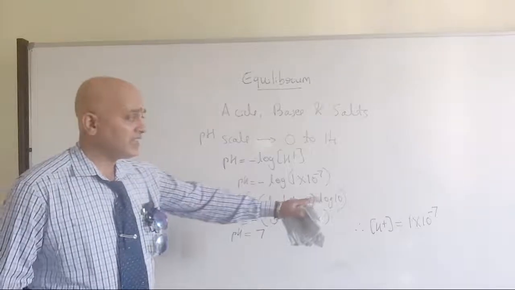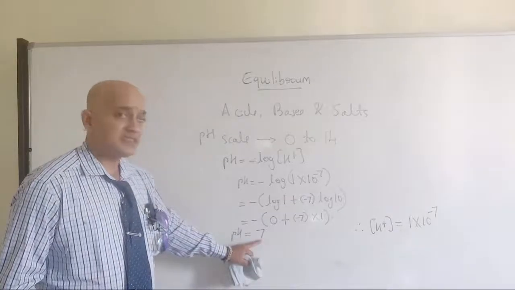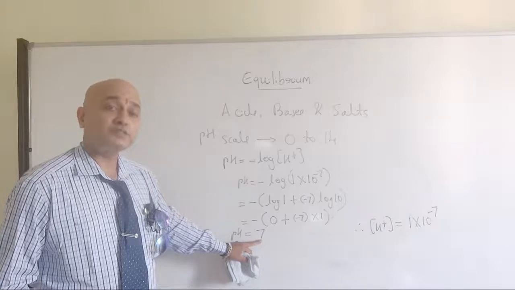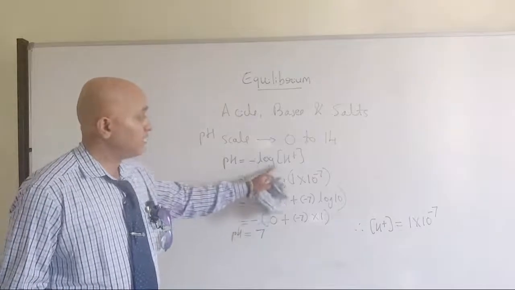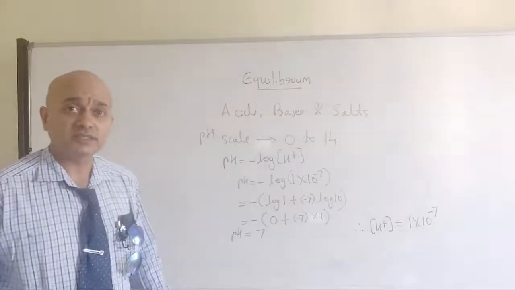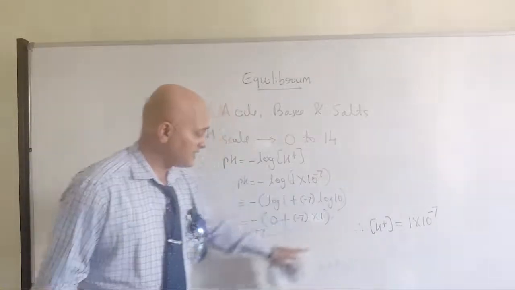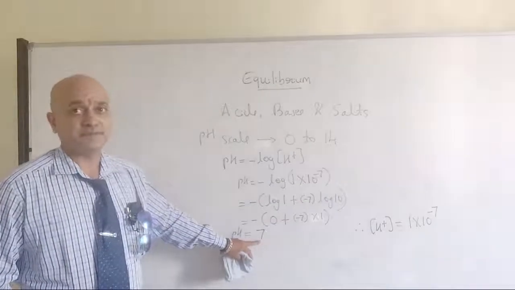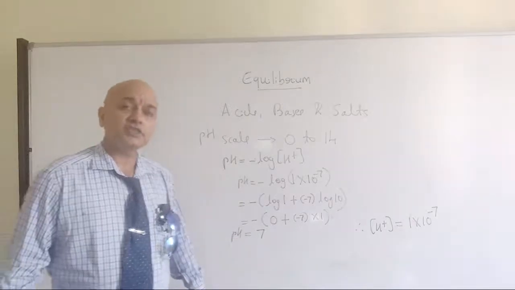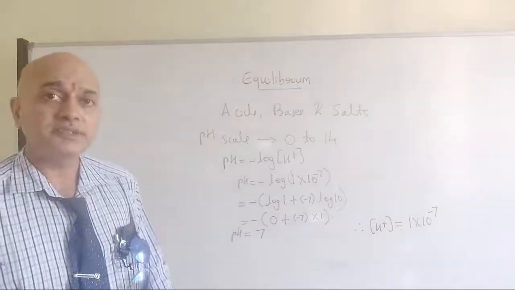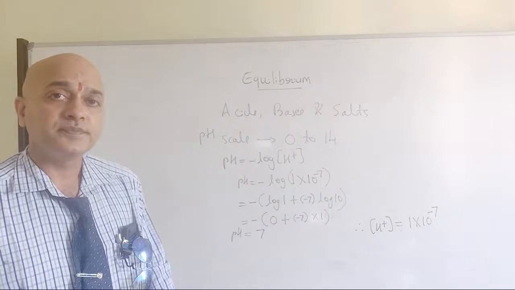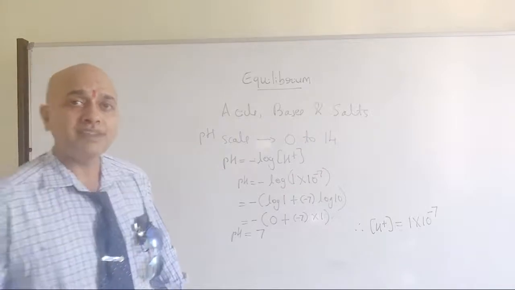So based on that, 10 to the power of minus 7 is nothing but 7, because we have the minus log of H plus concentration. Since there is a minus sign, whatever minus 7 is there, it will become plus. All of you have understood? Any doubts? If you have any doubts, you can ask.